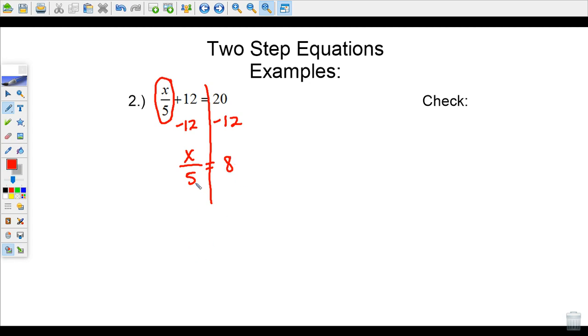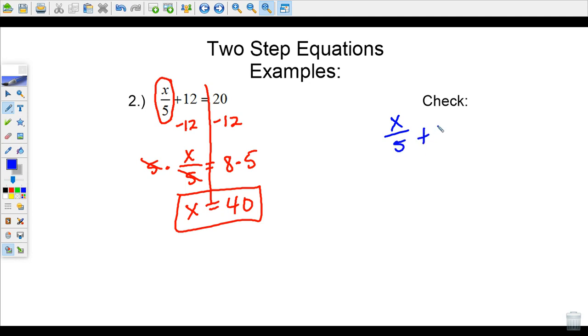Now I have to get rid of this 5. So let's think about what this operation means. x over 5 means x divided by 5. The inverse of dividing by 5 is to multiply by 5, and I have to do it on both sides. The 5's will cancel, like we've seen in previous videos, and just leave x. 8 times 5 is 40. x equals 40. All that's left is to check it.